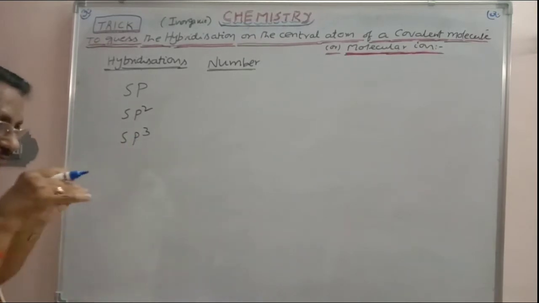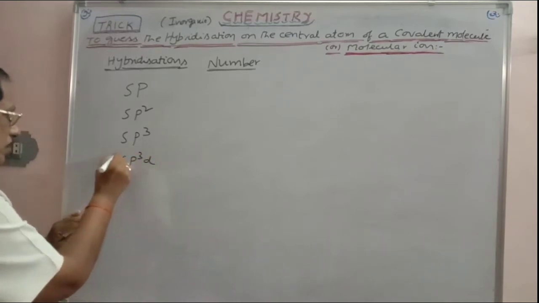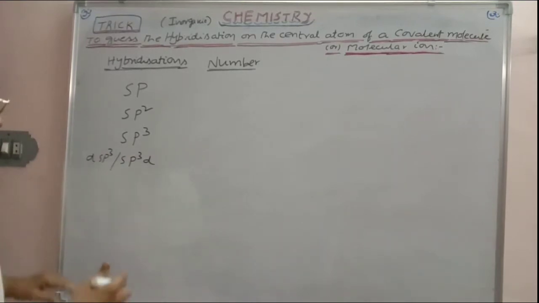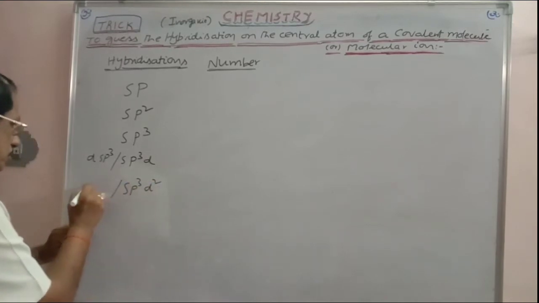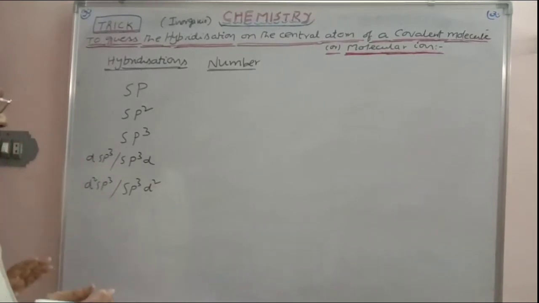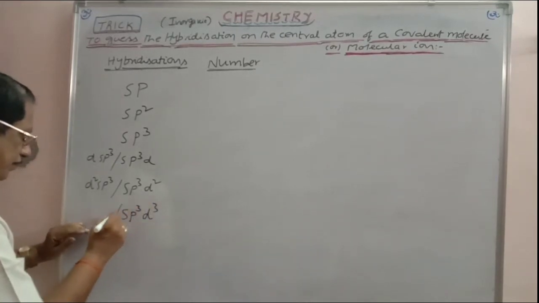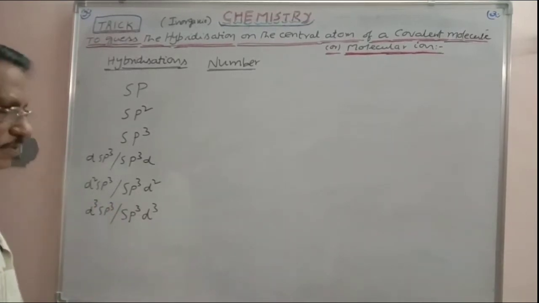Fourth one, where d orbital involvement is there, is sp3d, or sometimes you can write dsp3. That depends upon the nature of the metal ion. Similarly, you can take sp3d2 or sometimes d2sp3. Both mean one and the same, but magnetic activity will be different for those types of hybridizations. And finally one more, sp3d3, or you can write it as d3sp3. These three cases are important in the case of coordination compounds.